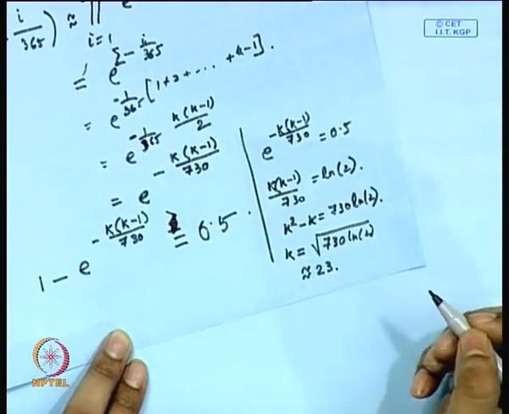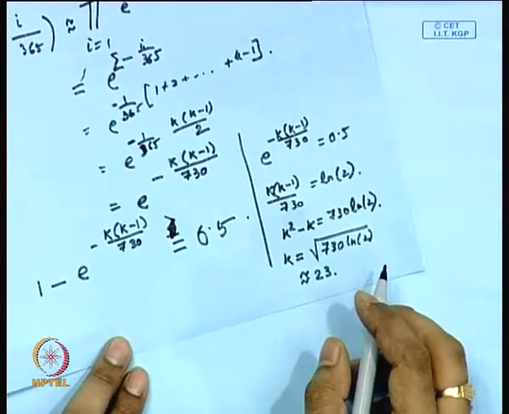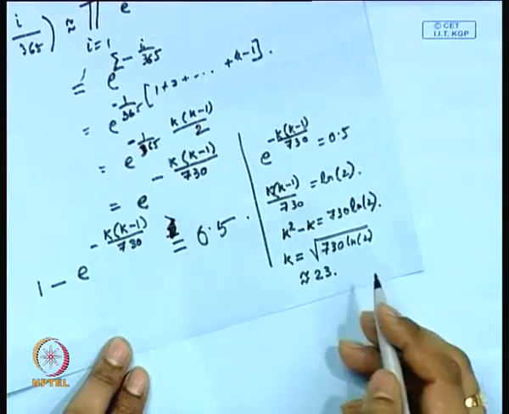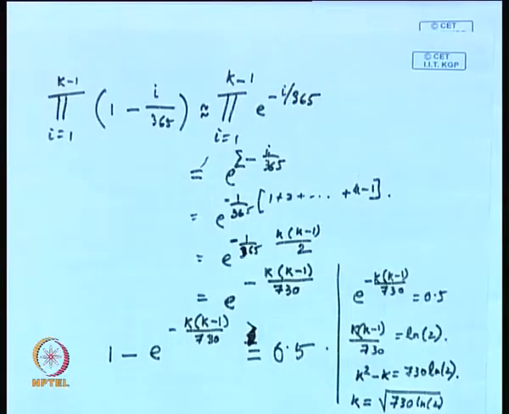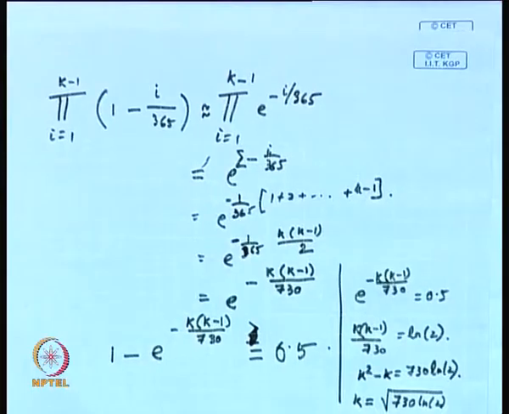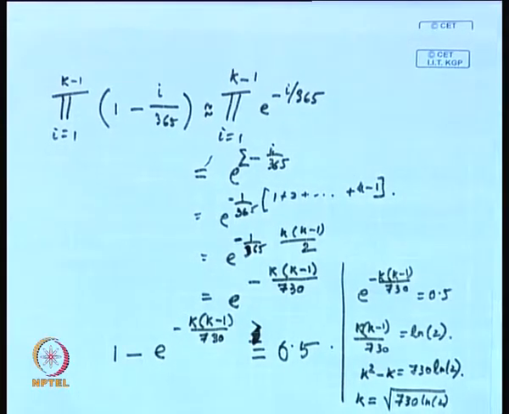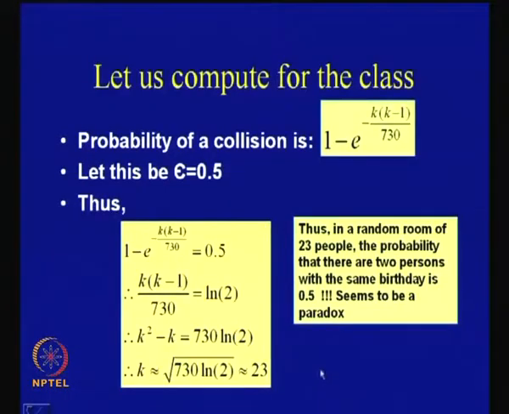Which means that if there is a random room of 23 people, then the probability that there are 2 persons with the same birthday is 0.5. So this actually seems to be a paradox. Why? Because if I ask you what is the probability that there are 2 people who are born on the same date, it is actually very small. It is actually 1 by 365, so that's a very small number.